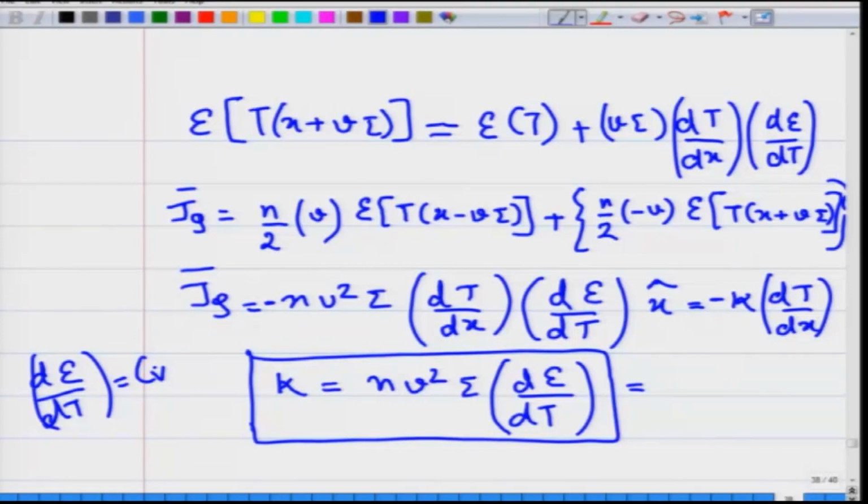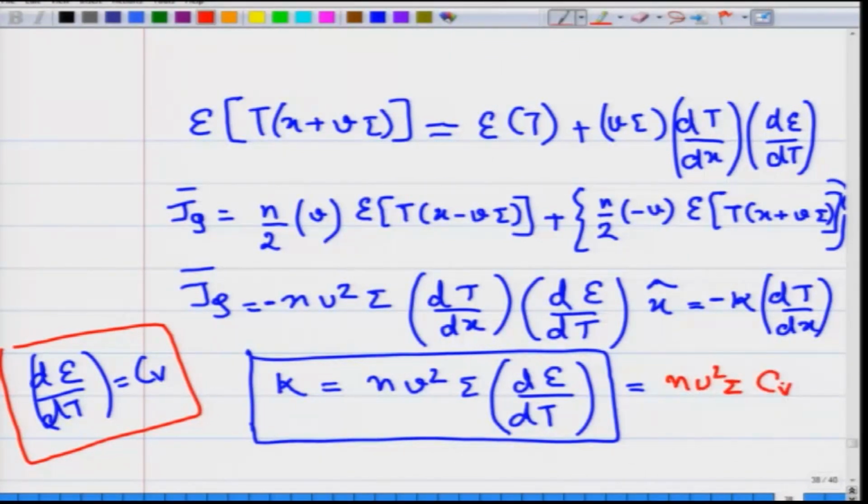Cv will be used to denote specific heat per electron, which is equal to 3 by 2 kB. You know this is the specific heat. So, K is n V square tau times the specific heat. This is for the thermal conductivity in the x direction for this one dimensional system. Okay. And so, you have a nice expression where you can see that n is the density of electrons, v is the average speed of the electrons inside the metal, tau is the scattering time, and Cv is the specific heat of the electrons inside the metal. Okay.